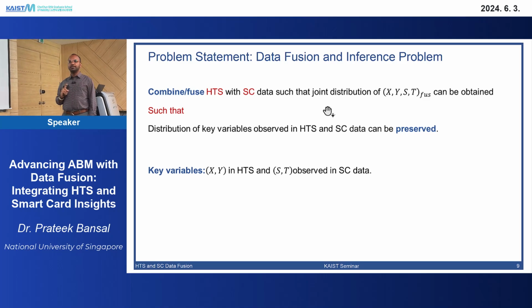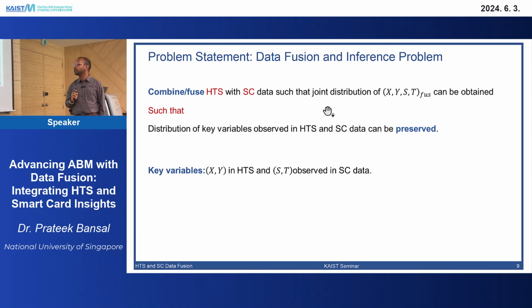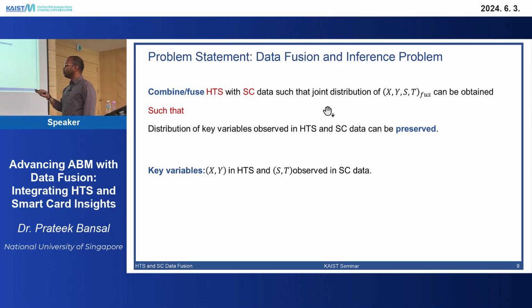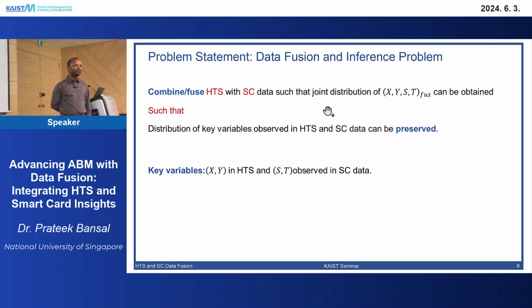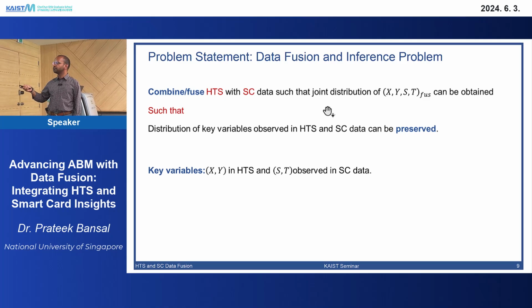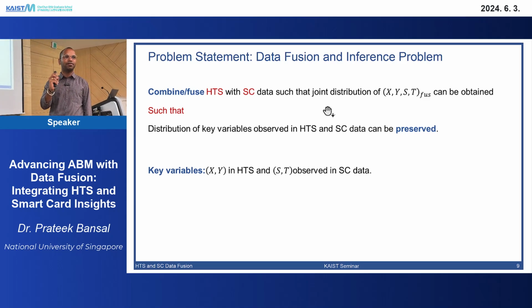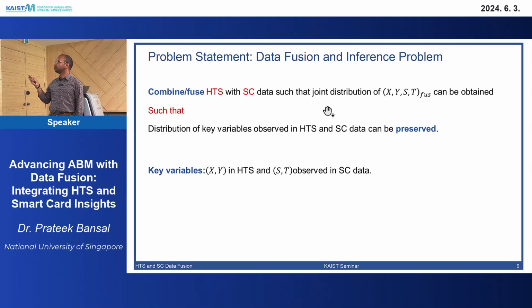Okay, so we want to learn the joint distribution, and we want to combine the information from the HTS and SC data, right? But what do we want to do when we try to merge these distributions? We know that the X and Y variables are well observed in the HTS data. The distribution is very well observed in the HTS data. So we want to have a very good representation. The joint distribution should have a good representation of the HTS data in the X and Y. But when it comes to the SC data, we want to maintain the spatial and the temporal of the transit trips at least. That distribution we want to maintain in this fused distribution, right?